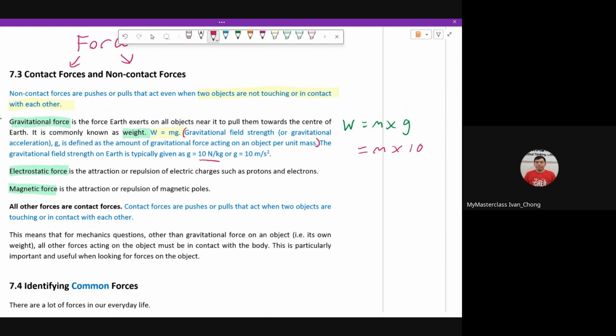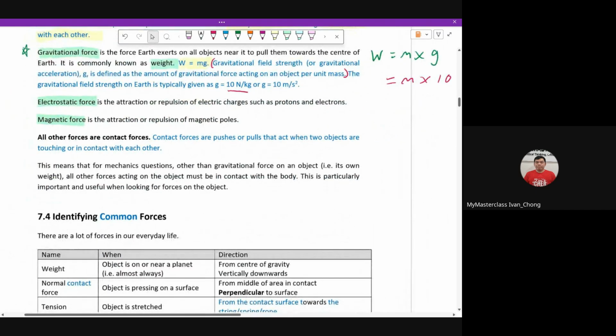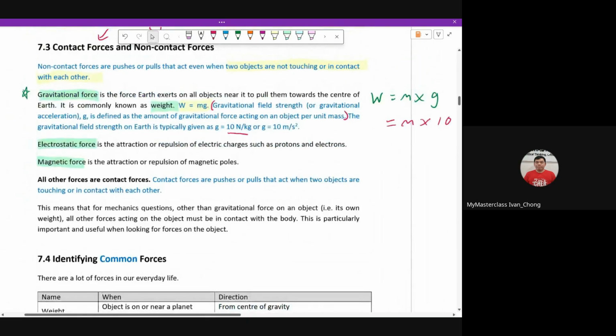However, if you're on a different planet or on the moon or whatsoever, basically your g might actually change. So it's not always going to be 10, but as long as you're on Earth, it will always be 10. Now, basically, apart from these three forces, every other force is what we call a contact force. And what exactly are contact forces? Contact forces are all your push and pulls when they are touching each other.